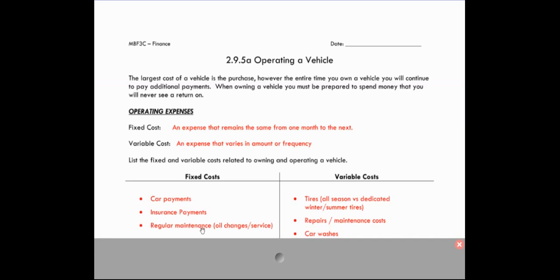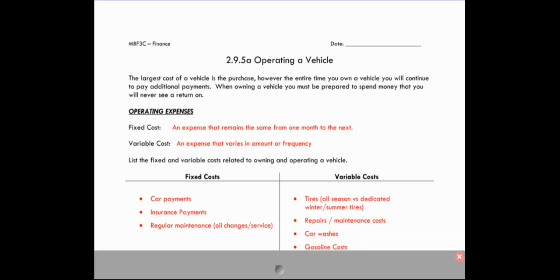Regular maintenance: you could have it as that, where you bring it for regular service or regular oil changes. However, at the same time, you could have unscheduled repairs or unscheduled maintenance costs. Things like car washes, little day-to-day or week-to-week maintenance things. Your gasoline costs are variable because very few of us drive the same amount every week.